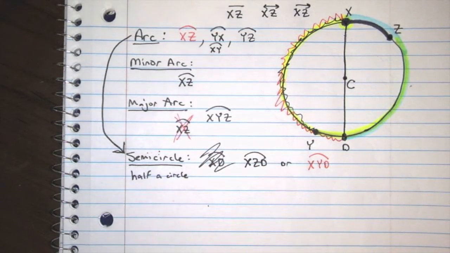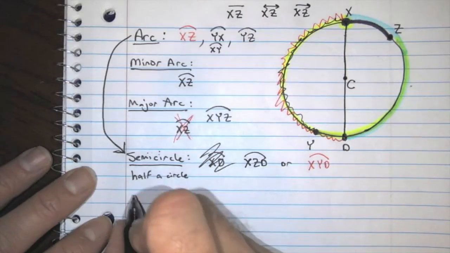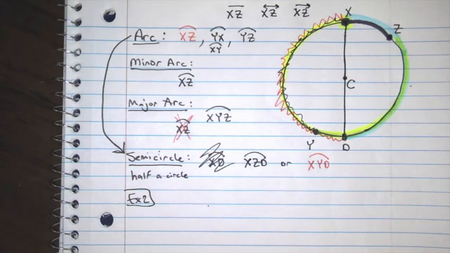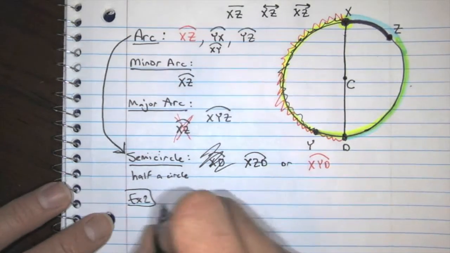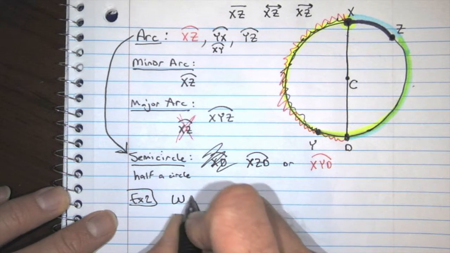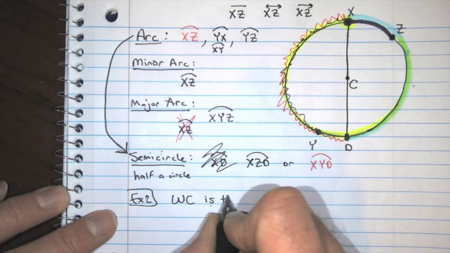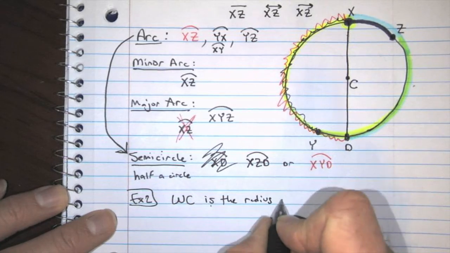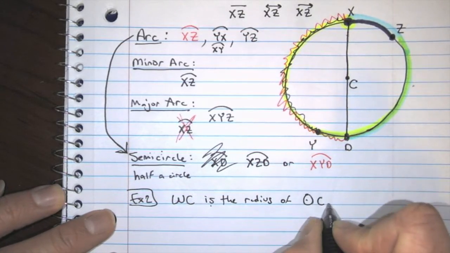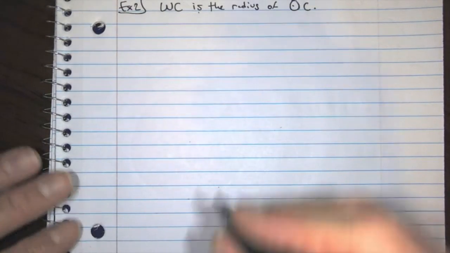Either way, it has to be a half a circle. Example 2. Example dos. Alright, WC is the radius of circle C. We'll draw a picture in a second. Let me move this up. WC is the radius of circle C.